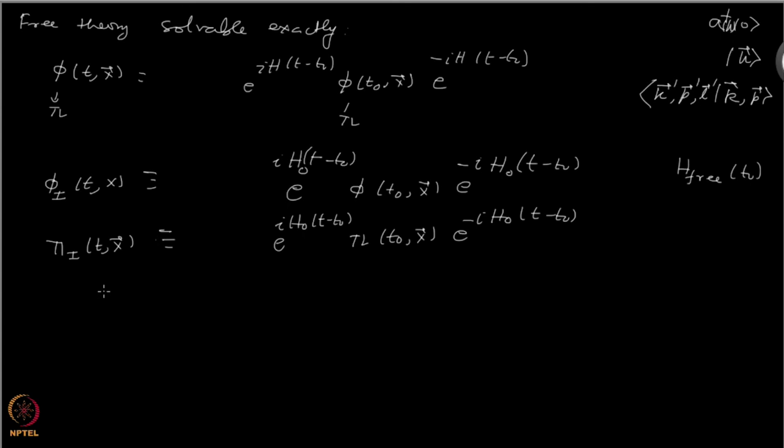And these fields phi I and pi I are called fields in the interaction picture. Now, we will start working with these objects and try to express everything in terms of phi I's and pi I's.